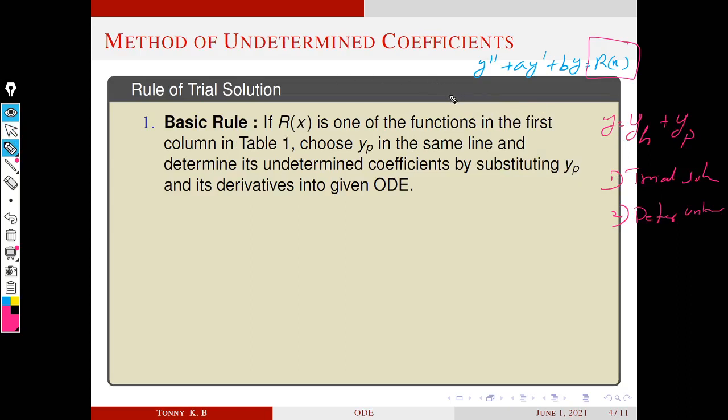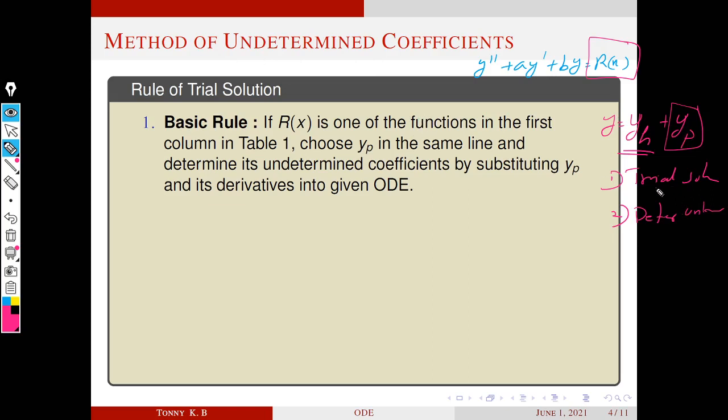This method involves mainly three steps. First of all, we have to find yh, the solution corresponding to the homogeneous part. Next, we have to find yp, the particular integral. To find yp, we use this algorithm, which involves mainly two steps.